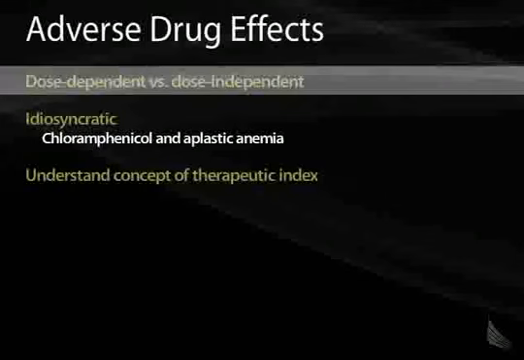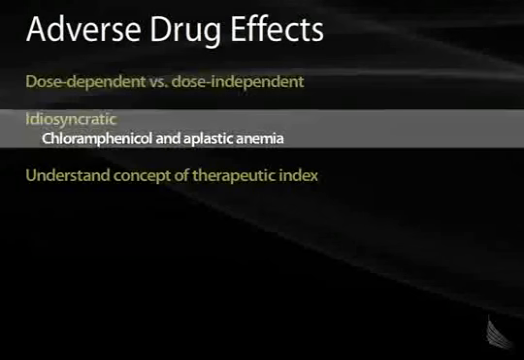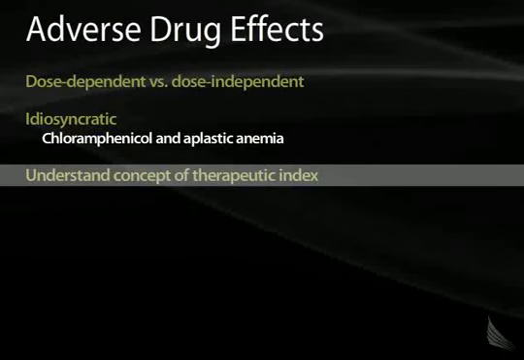Some drug effects are dose-dependent and some are dose-independent, meaning the more drug you give to that patient, the more likely they are to have the drug effect. Dose-independent effects are not related to the dose. Some drug effects are idiosyncratic, for example, chloramphenicol causing aplastic anemia. We don't know exactly how they work. These are the questions that are normally asked on the boards to see if you can memorize all of the drug effects. We will go over a lot of these in the review.